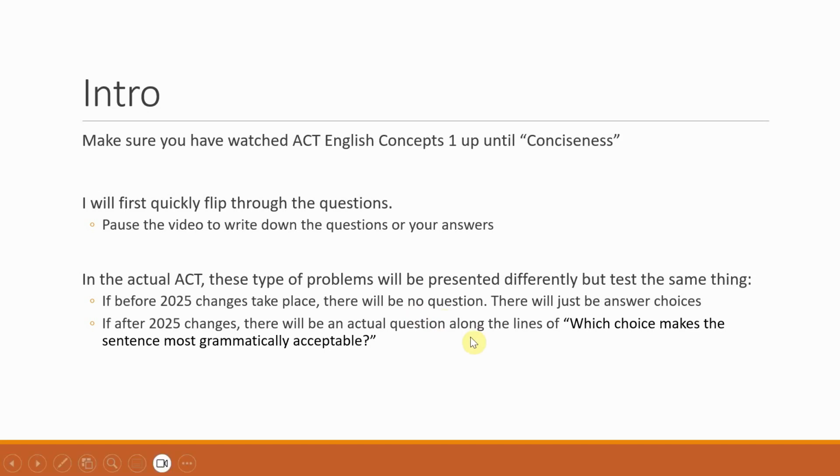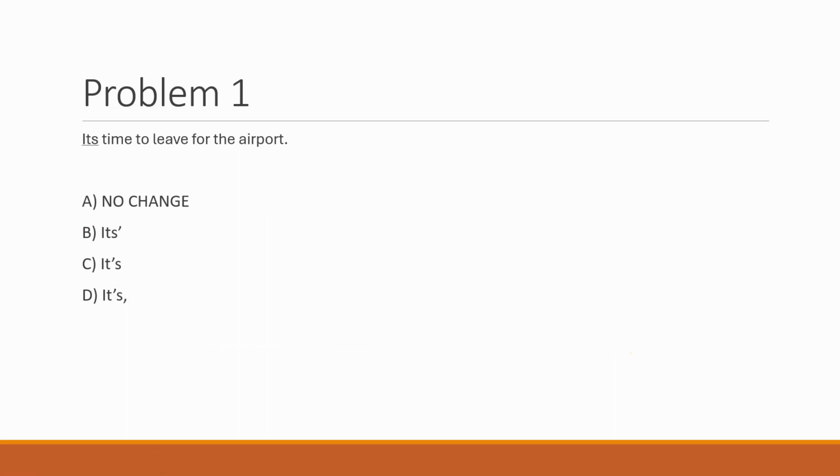So what's the difference for these? Well, for anything before those changes, there's not going to be any question at all with these types of problems. You're just going to have an underlined portion of the text and then 4 answer choices that would replace that underlined section. If it's after the 2025 changes, it's going to be the exact same thing. There's just going to be one extra actual question before your answers, saying something along the lines of which choice makes the sentence most grammatically acceptable. And then you'll have your 4 answer choices. So nothing really changes. It's just going to look a little different, and I want to make sure that you understand that. So here's problem 1.